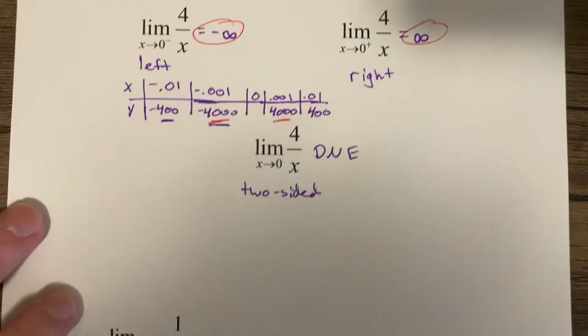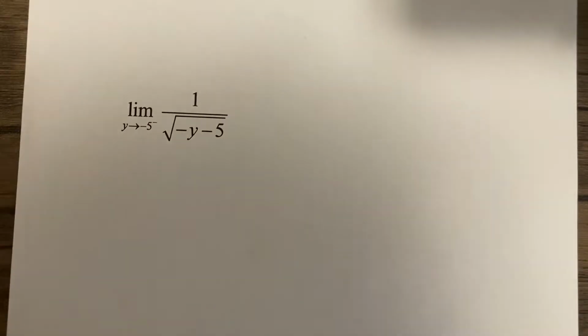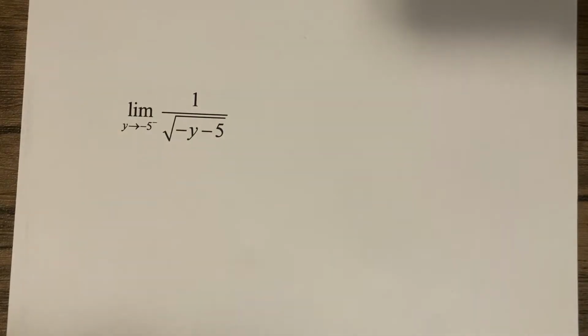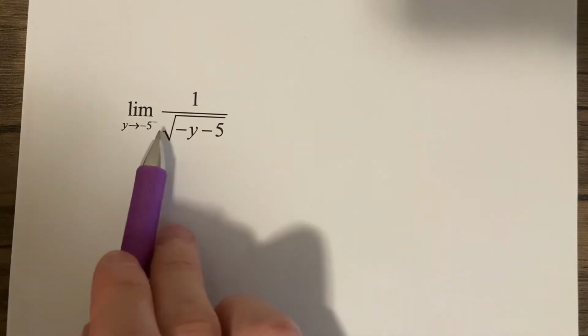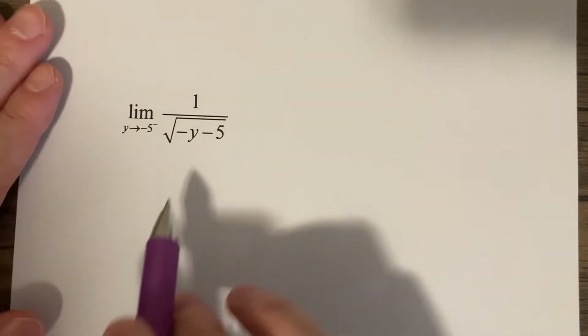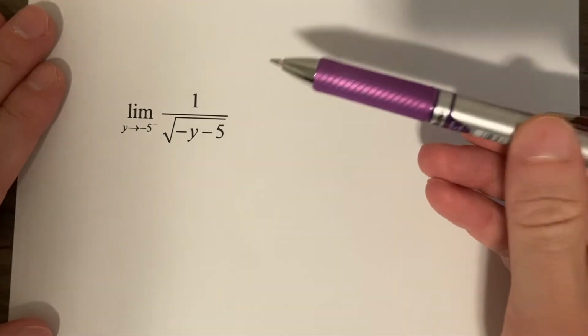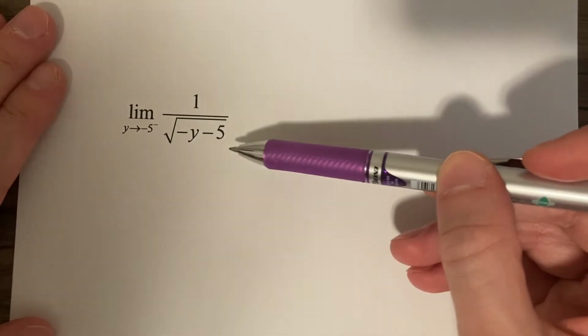Okay, let's check out this next one. All right, so we're finding the limit as y approaches negative 5 from the left side. We have that little negative in there. Hopefully you guys can see that okay in the video. But approaching negative 5 from the left of 1 over square root negative y minus 5.